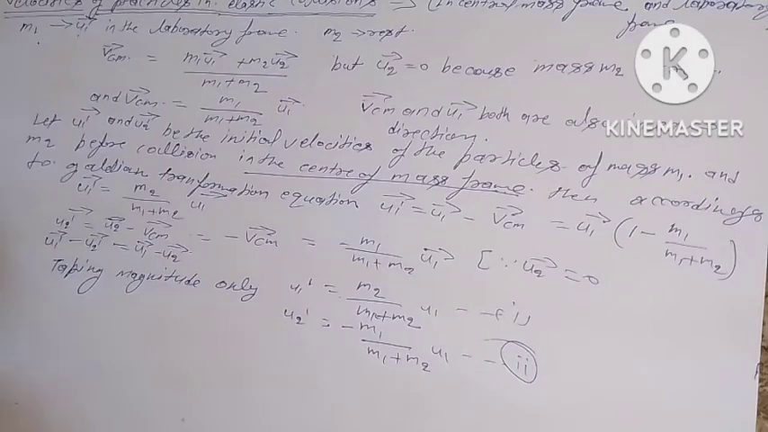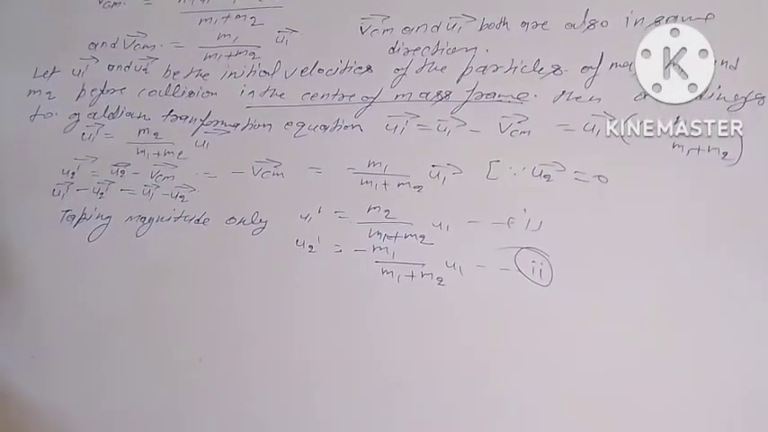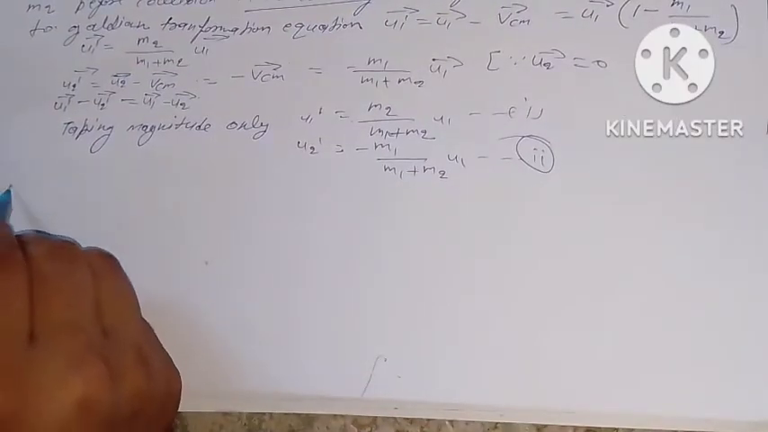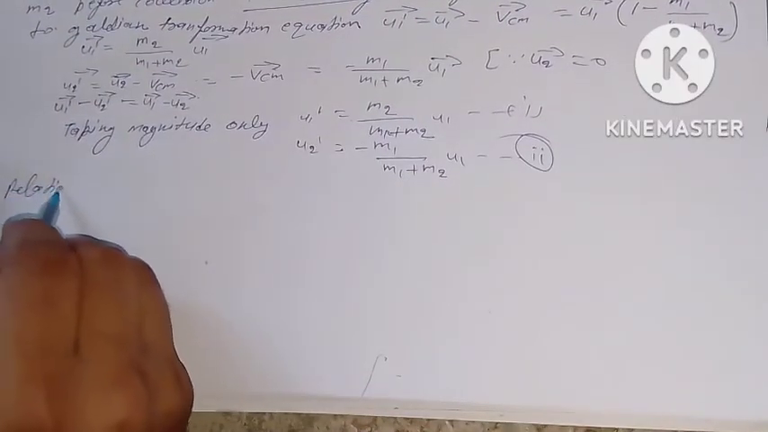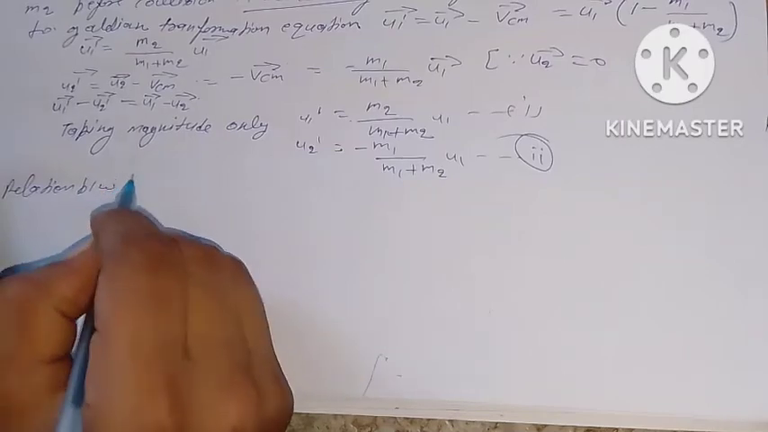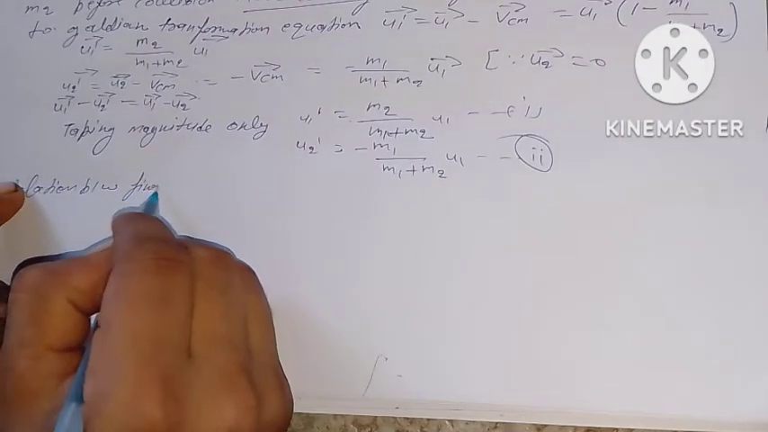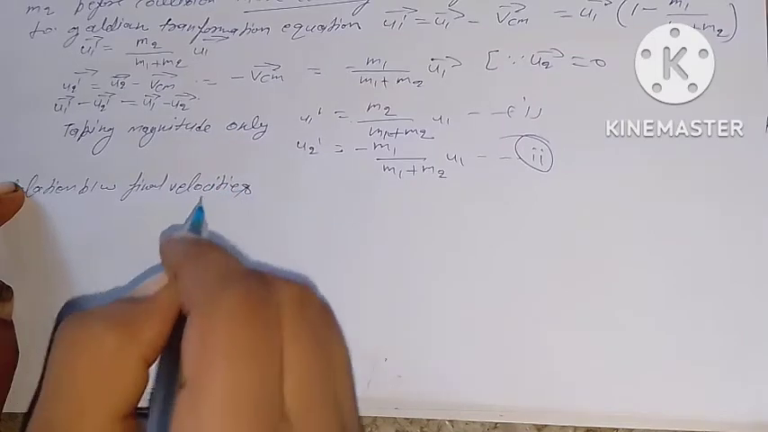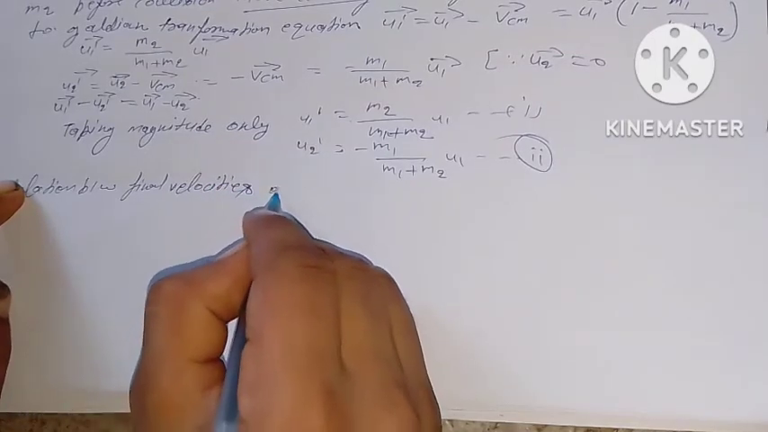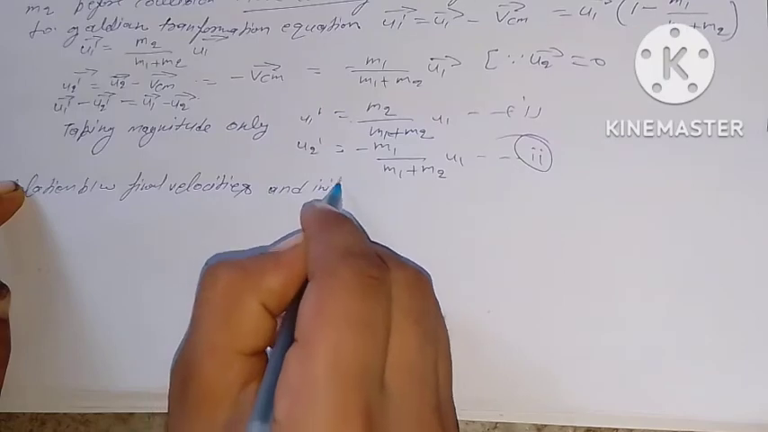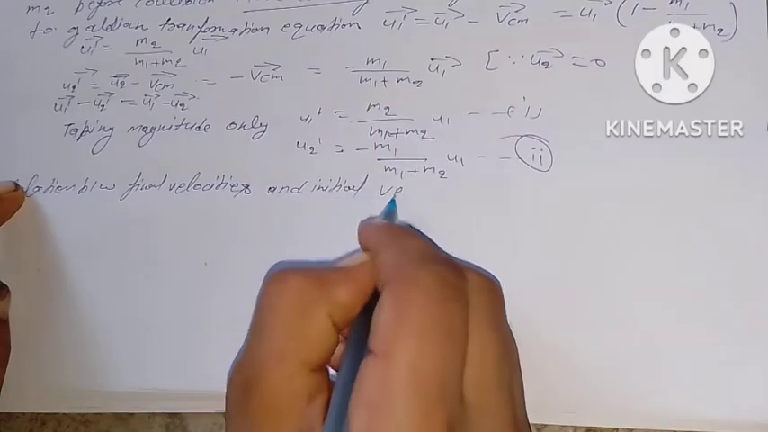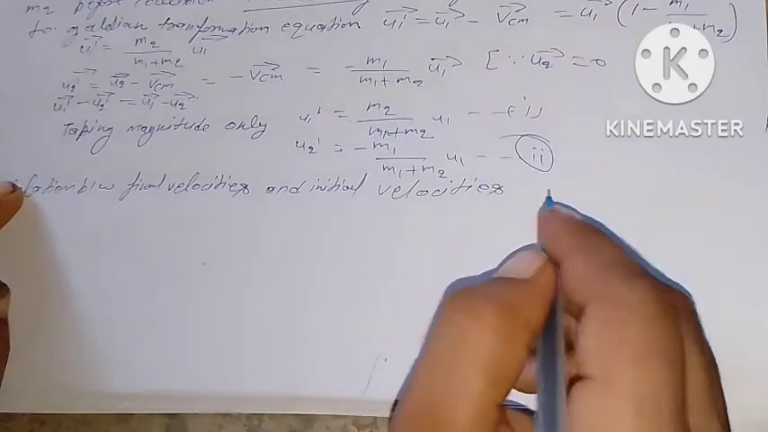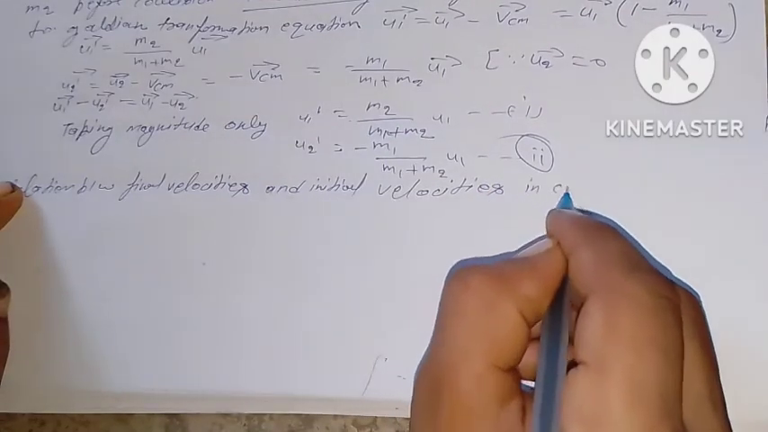The relation between final velocity and initial velocity in the center of mass frame. Relation between final velocities in the center of mass frame.